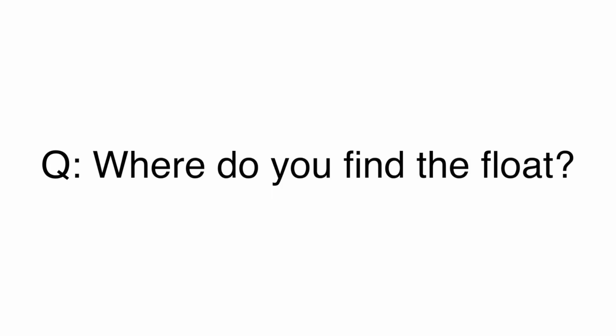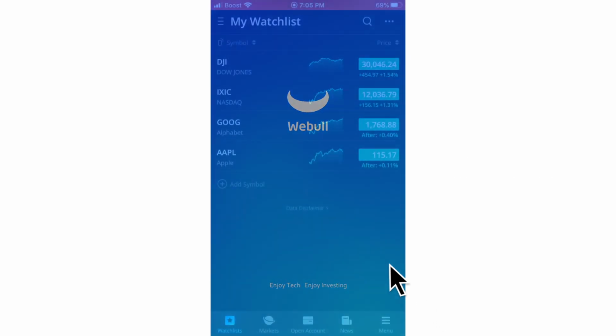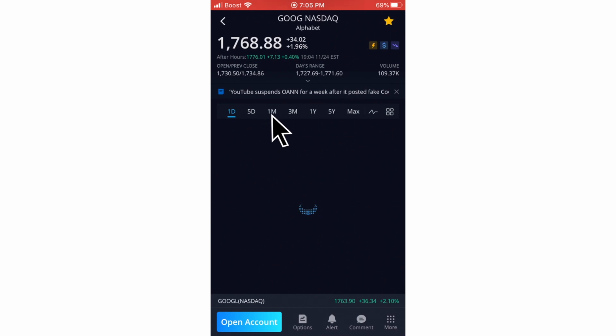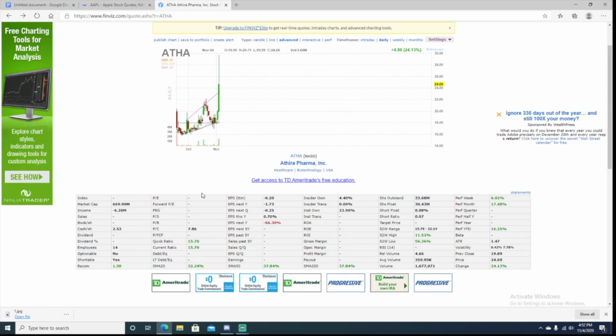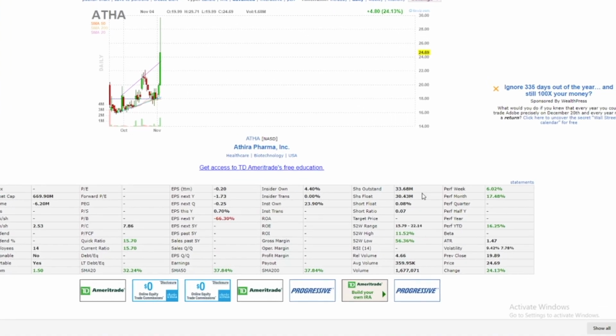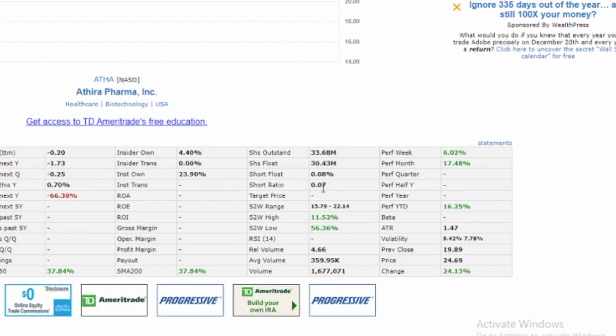So where do you find the floats? Well, on the Webull app, once you're looking at a stock, you click the volume in the top right corner, and this will bring up a tab with the market cap, percent turnover, percent range, as well as free float and shares outstanding. The free float will show you what the stock's float is. You can also go to Finviz.com, and if you look right here where my mouse is on the bottom right-hand corner of the screen, you'll see the shares outstanding, the shares float, the short interest shares, as well as the short interest ratio.